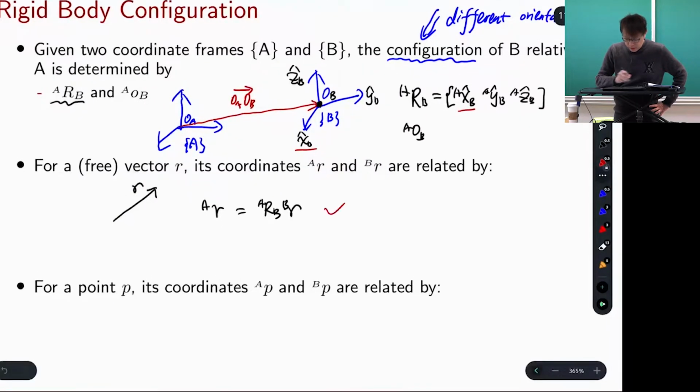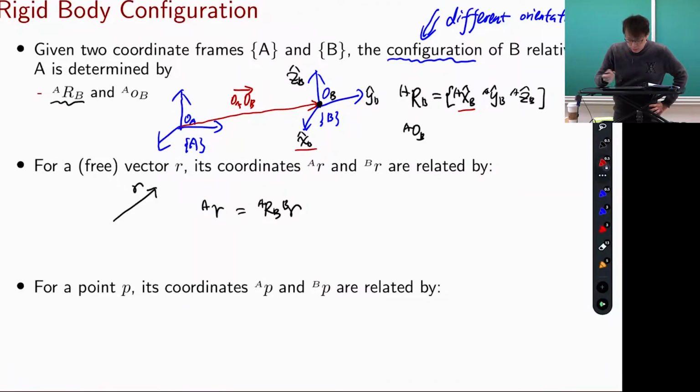Let me tell the answer. This is correct. Although Daifeng may not know it's correct. And why it's correct? By definition. What is a vector? How do you represent a vector in a frame? You move the vector to the origin of that frame and use that frame to represent that vector, right?